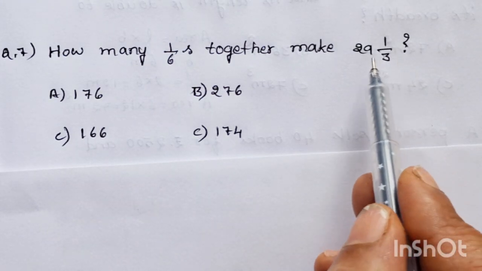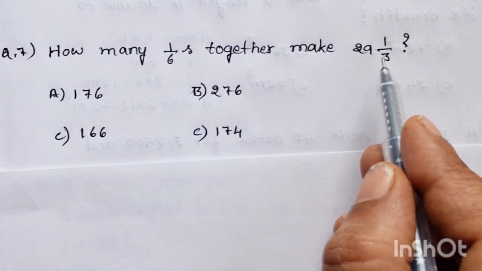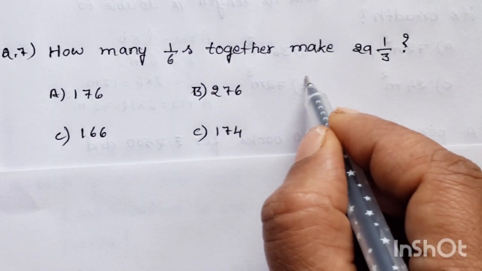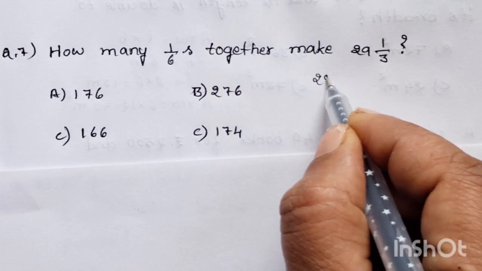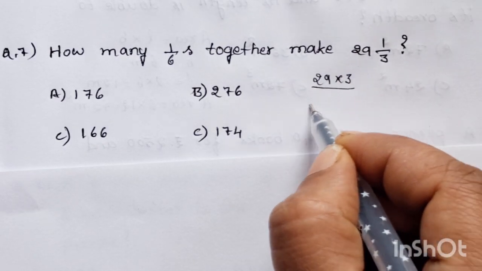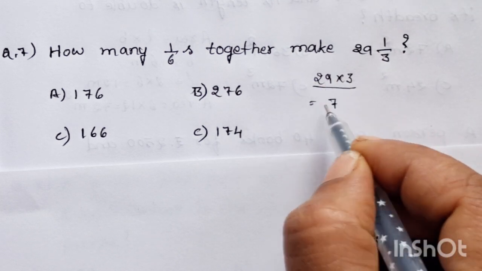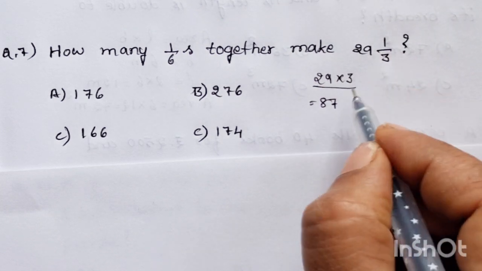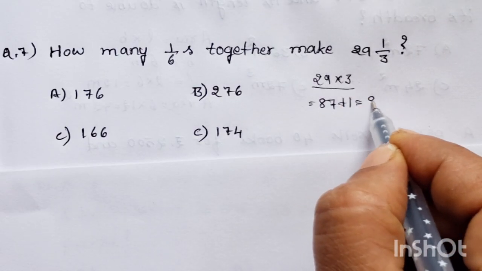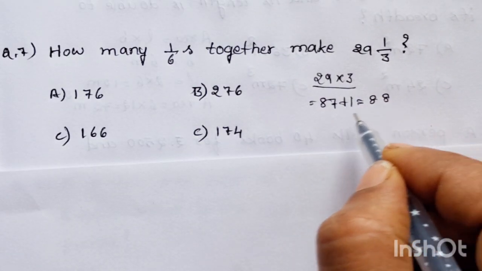And to find out how many 1/6 make 29 1 by 3, we must divide 29 1 by 3 by 1 by 6. So first we simplify this fraction. So it is 87 and 1 is added to it, we get 88, and that fraction becomes 88 over 3.